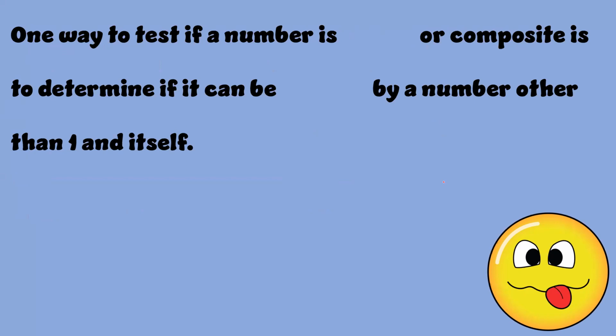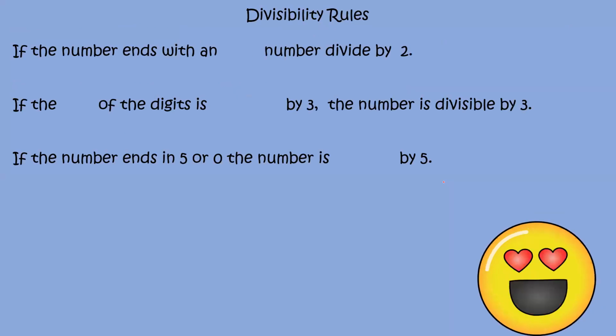One way to test if a number is prime or composite is to determine if it can be divided by a number other than 1 and itself. So we use some divisibility rules for that. If a number ends with an even number, then we know it has 2 as a factor. And by the way, 2 is the only even prime number. So if anything else is an even number, it is not prime.